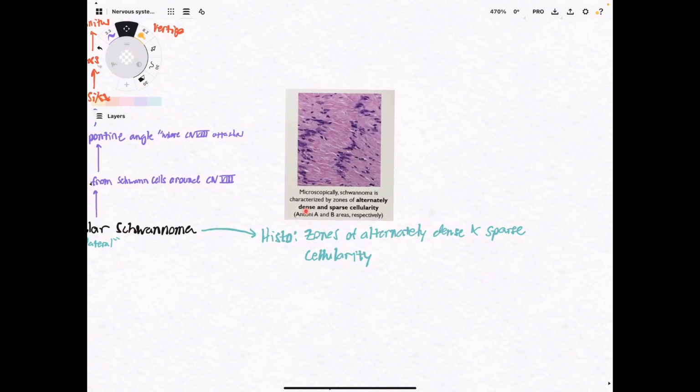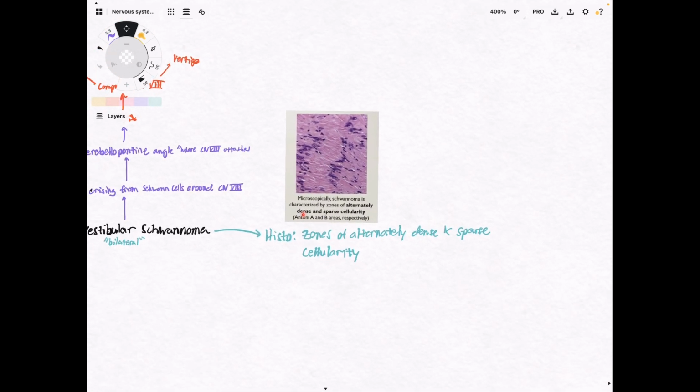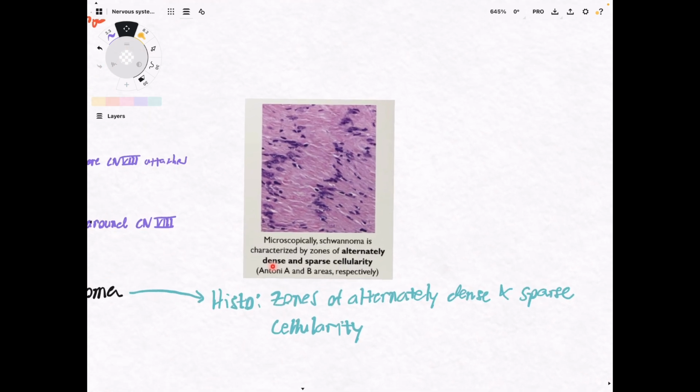All right, so let's look at the histology of a bilateral vestibular schwannoma. And what you're going to see is zones of alternately dense and sparse cellularity. So this is what you would see in a bilateral vestibular schwannoma.